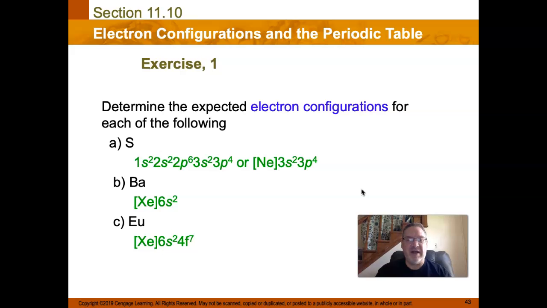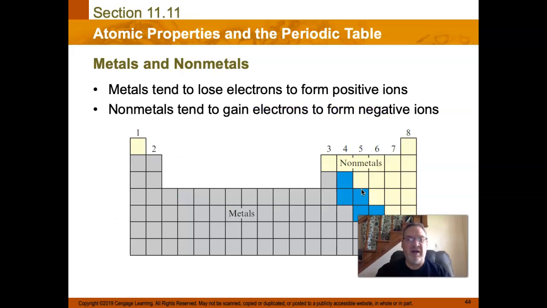And then you can see a couple of examples in terms of electron configurations. We've talked about the periodic table previously. We know where all our metals are, and we know where our nonmetals are. Here's a couple statements. Metals are going to lose electrons. They form positive ions, which we call cations. The nonmetals gain electrons. They form negative ions, which we call anions.